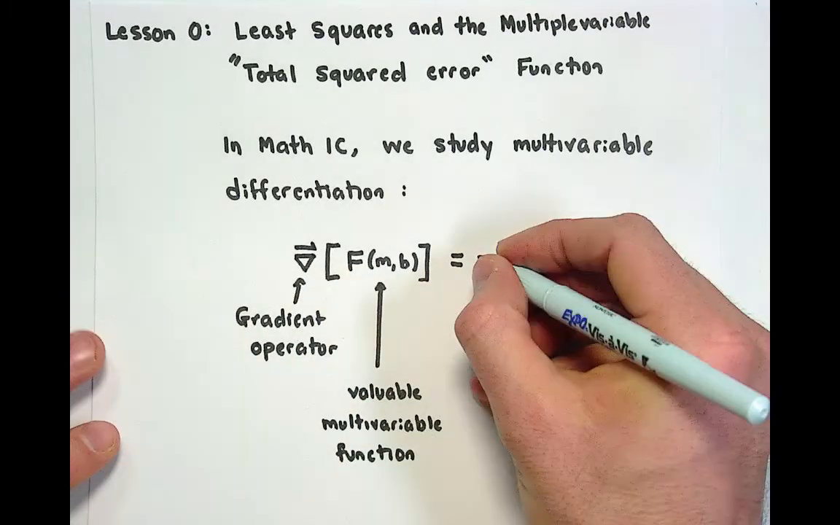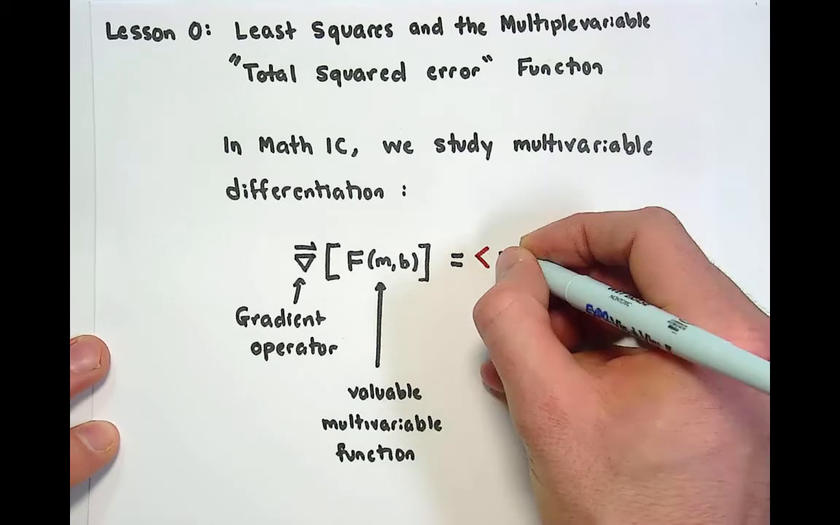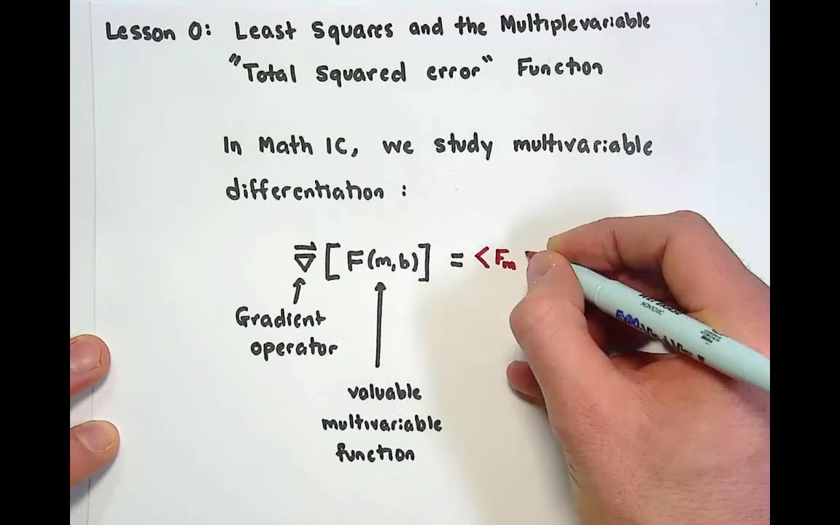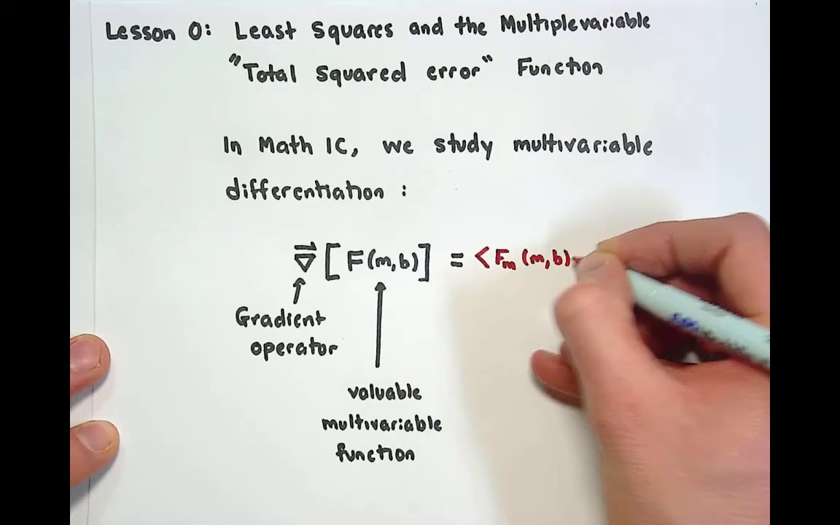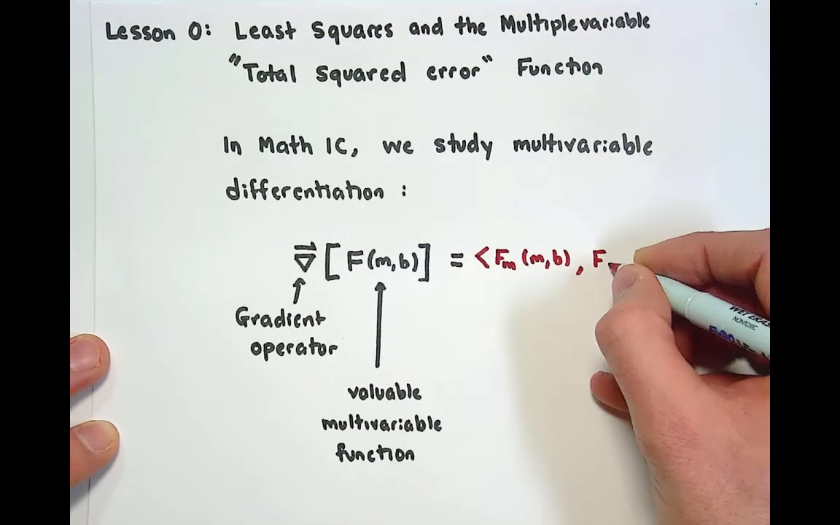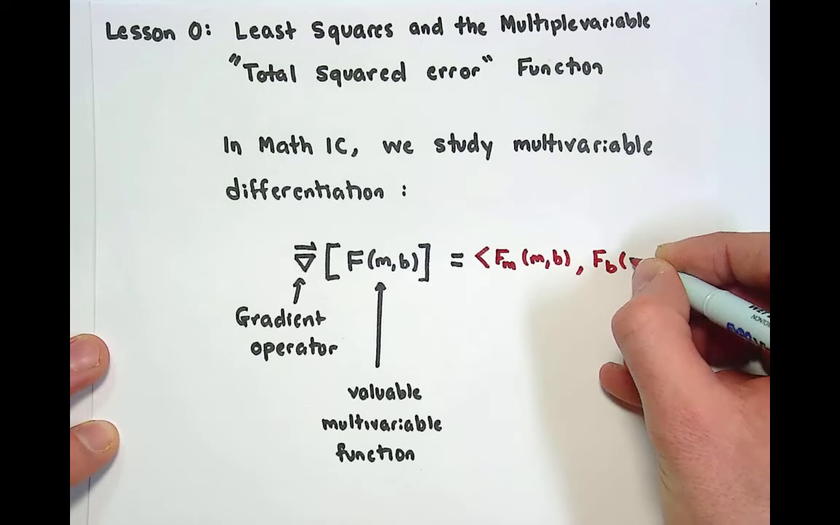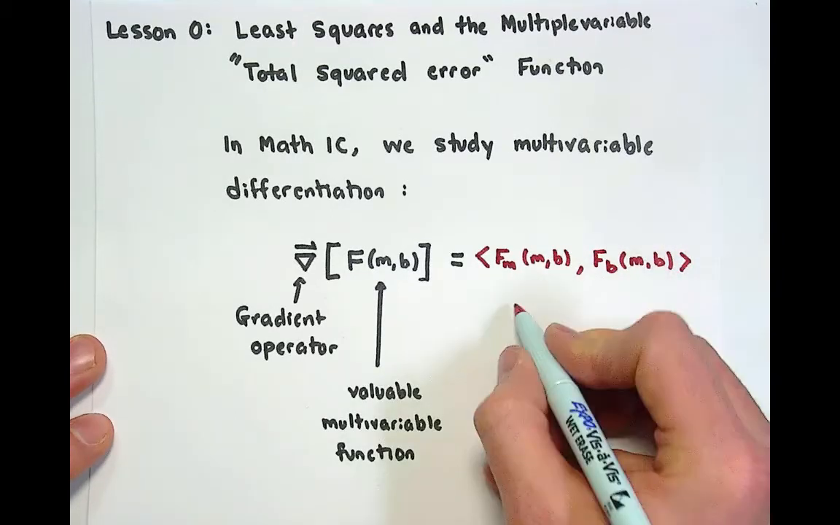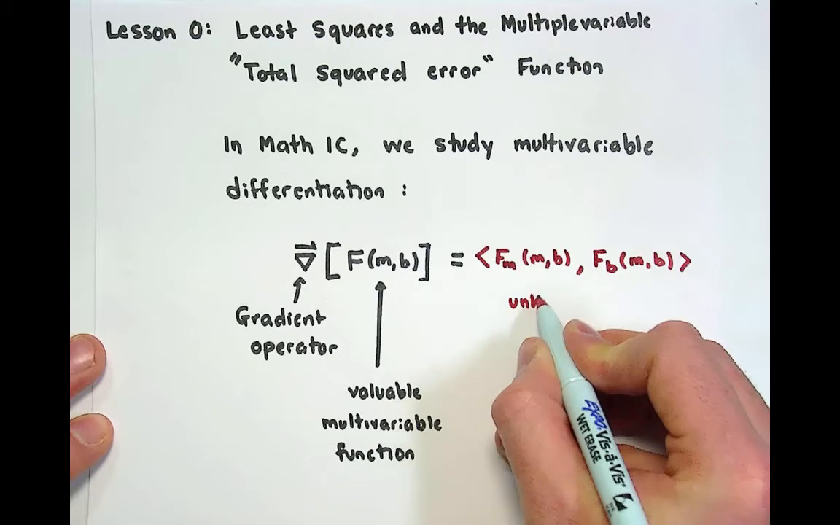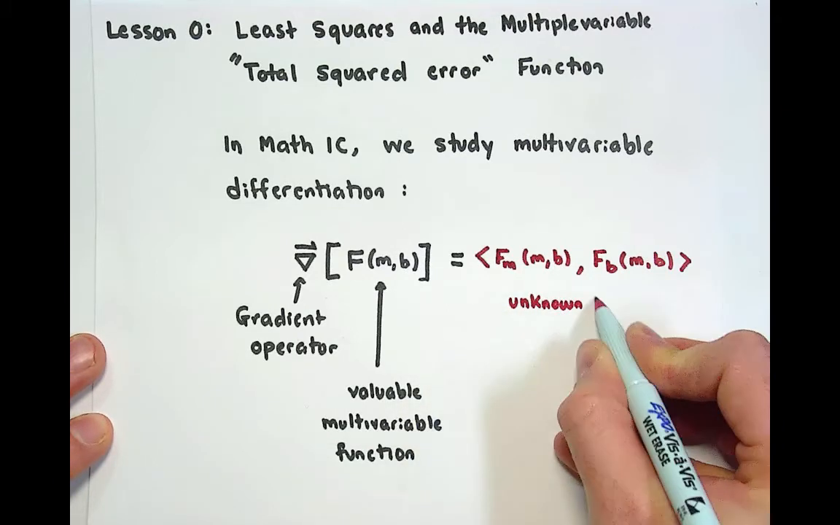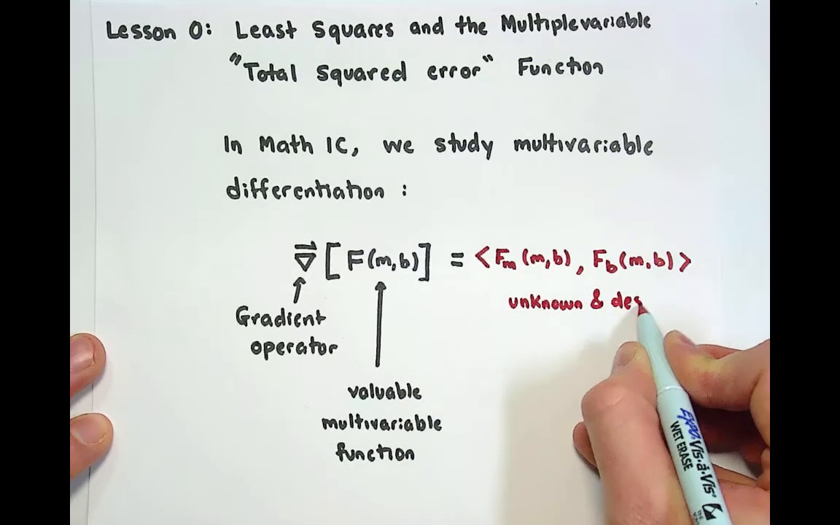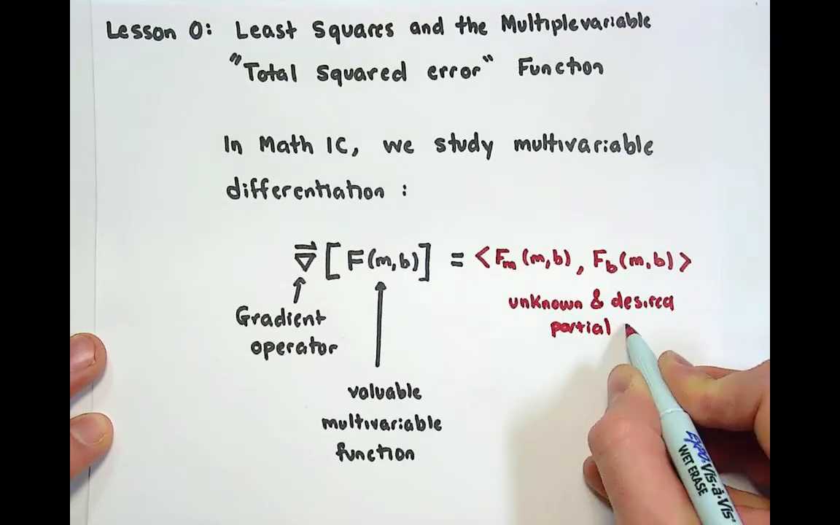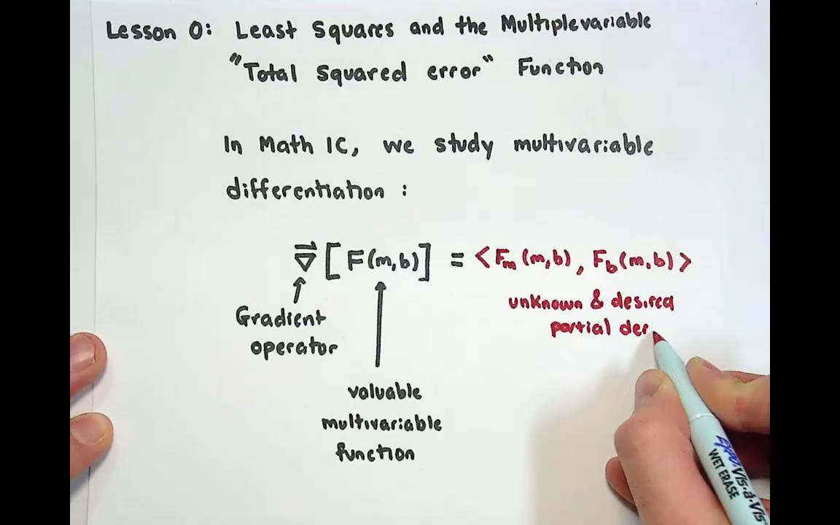So anyways, in this class we apply the gradient operator to a known multivariable function. And then the whole point is to produce the partial derivatives of this function. And there are two of them in this case because there are two input variables. If there were three input variables, there would be three partial derivatives. So these were the partial derivatives of the original multivariable function.